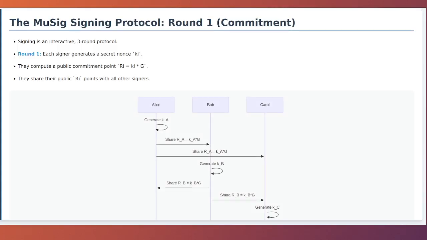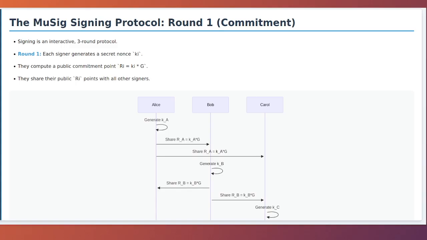The MuSig signing protocol. Round 1, commitment. Now that the group has a secure aggregate public key, how do they sign a message? This requires an interactive, multi-round protocol. The first round is the commitment round, which is very similar to the first step in a standard Schnorr signature. Each participant, Alice, Bob, and Carol, must independently generate a secret, one-time use nonce. Alice generates K A, Bob generates K B, and Carol generates K C. It is absolutely critical that these nonces are chosen randomly and are never reused.